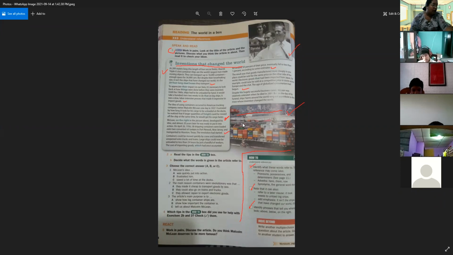Y el último párrafo que nos habla, despite his hugely successful business career, McLean was relatively unknown when he died in 2001. But on the day of his funeral, ship horns around the world rang out as a tribute to the man whose invention changed the world.